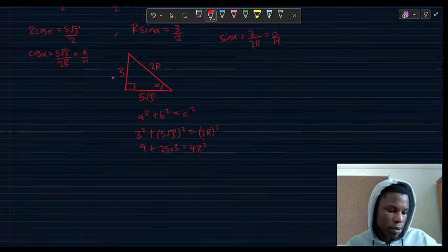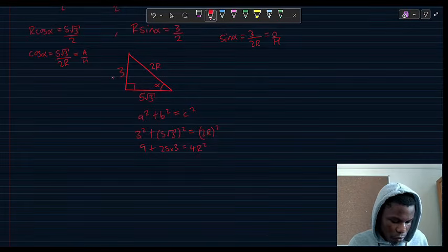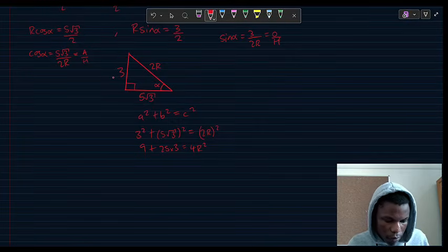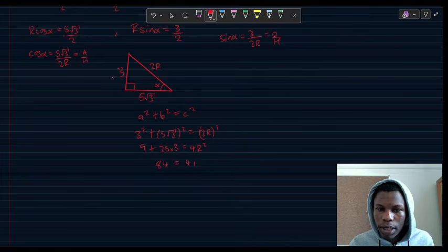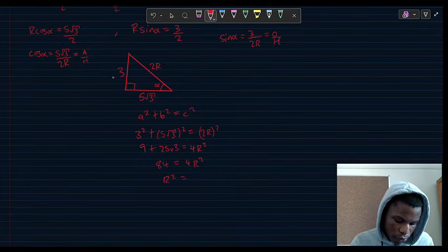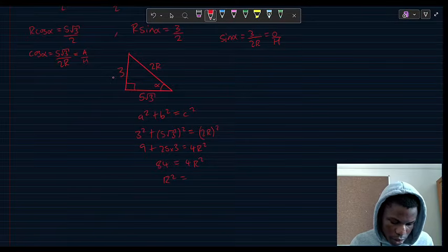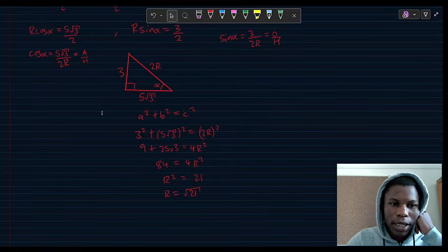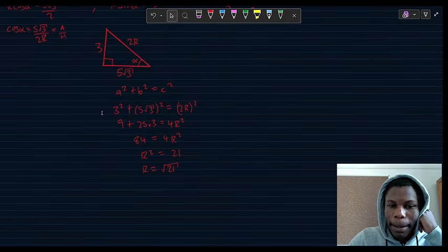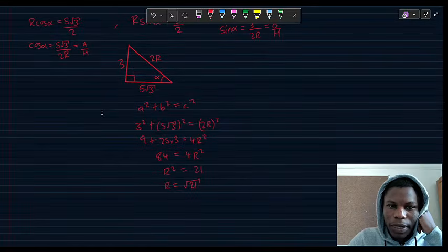Okay, so on the left, we've got 9 plus 25 times 3. That's 84 is equal to r squared. So r squared is equal to 84 over 4, which is 21. So r has to be root 21. And then we need to find the alpha.